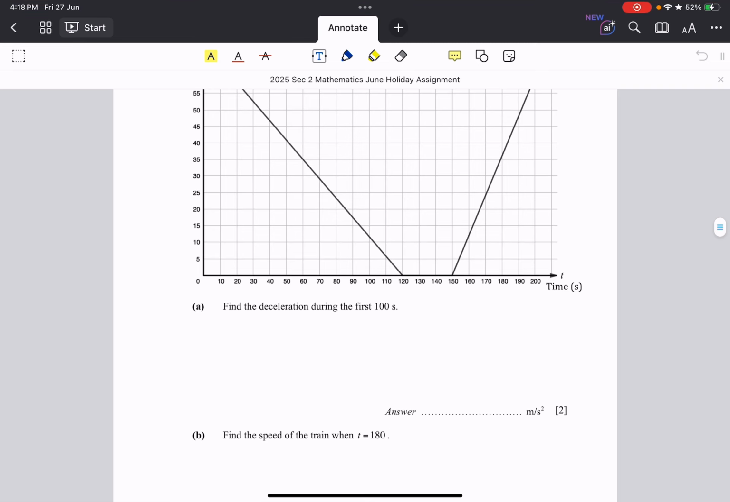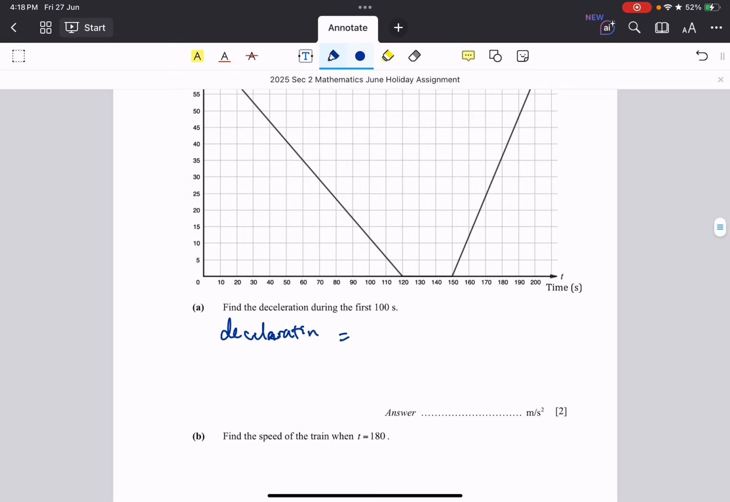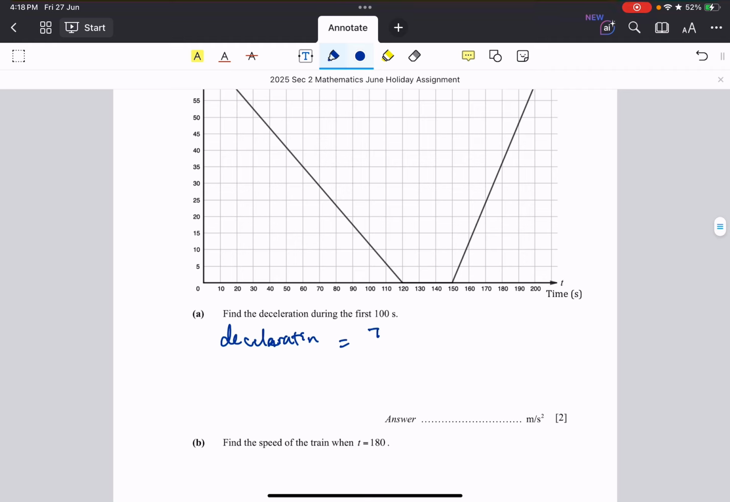So the deceleration, this time round, we can just use the entire line, right? So 70 over 120, which gives us 7 over 12. So it's 7 over 12, right?